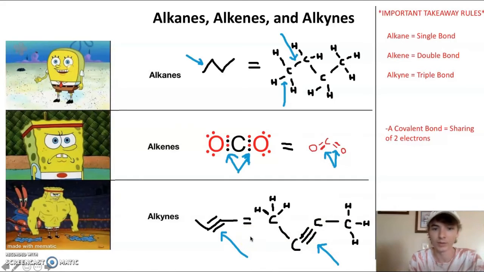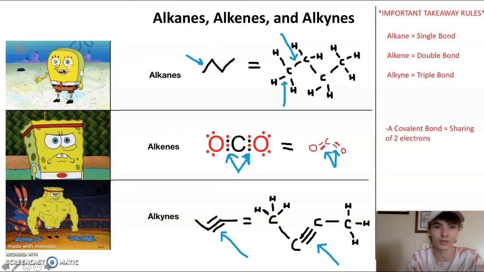A single bond is when a sharing of 2 electrons is present, 1 from each atom. So an alkene, or a double bond, would be 2 electrons from each atom being shared, as seen here. And then alkyne, on the other hand, would be 3 electrons shared from each atom. So 3 from this carbon, 3 from this carbon are being shared in this triple bond right here. And so these are the important takeaways. Just know what an alkane, alkene, and alkyne are, and that a single bond results in a sharing of 2 electrons, 1 from each atom.